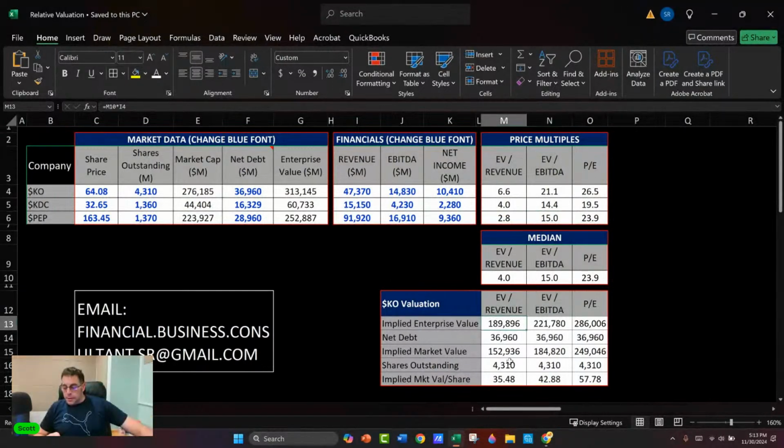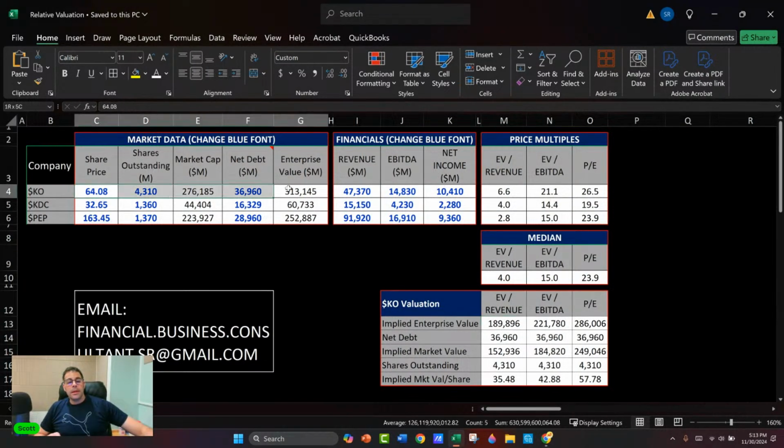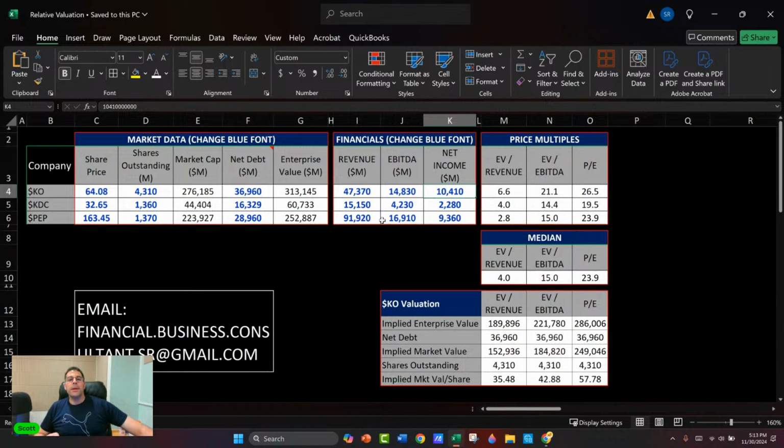Then you need an implied value. Well, I'm doing a valuation on Coke. I'll make a video explaining this, but the top company is the company you're doing a valuation on. So if you wanted to buy Coke, this is the process you would go through.